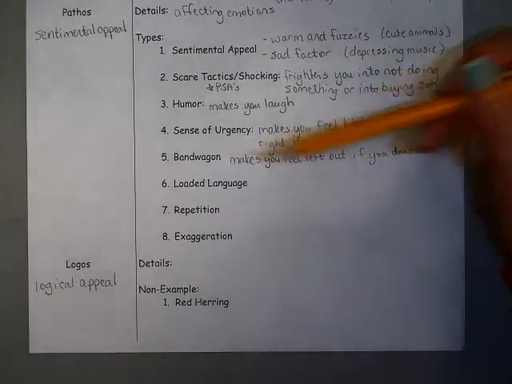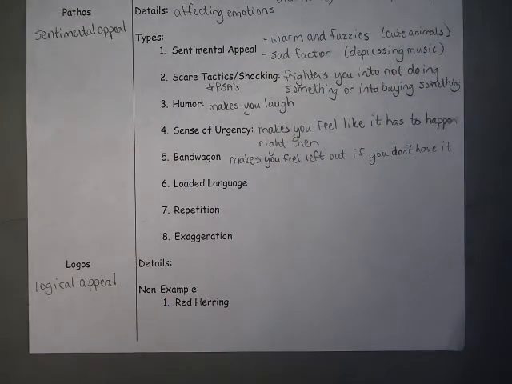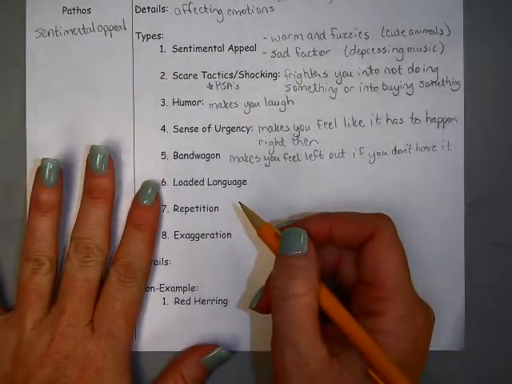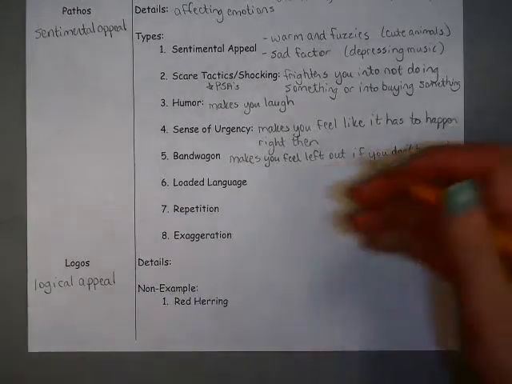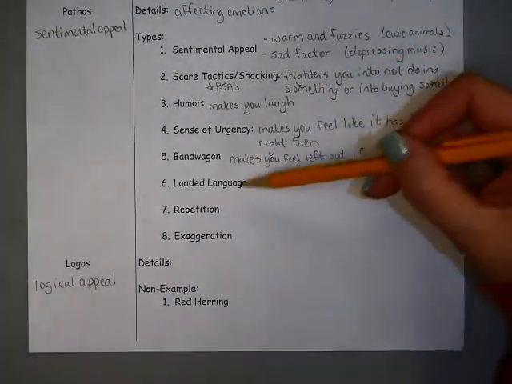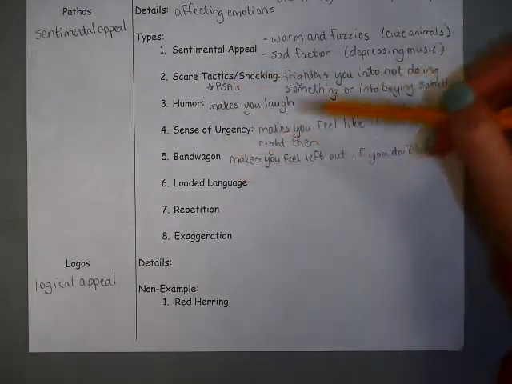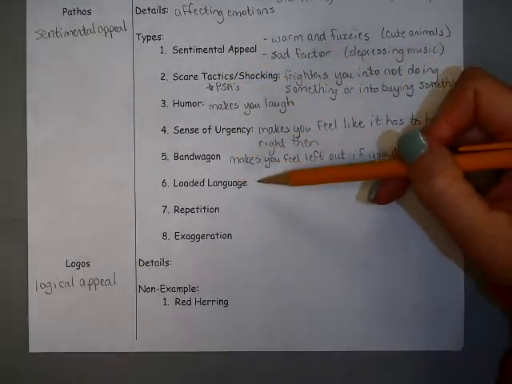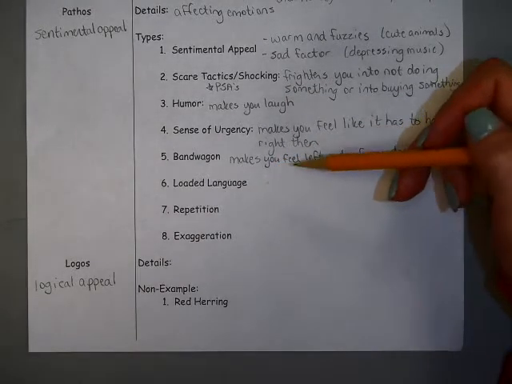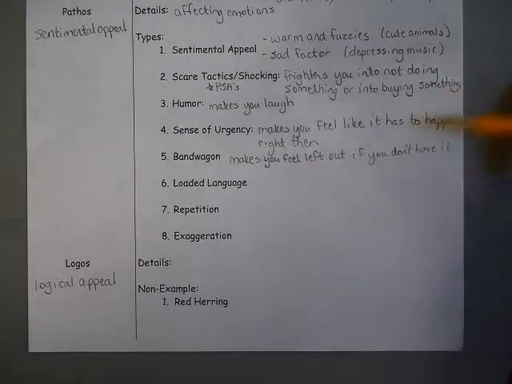Usually if you see an advertisement with bandwagon, it's going to have a lot of different people in it, and they're all going to be using the product, and they're going to be smiling or jumping around. They're happy that they're using it. The next kind is loaded language. Now these last 3 aren't necessarily very much about affecting the emotions, but they fit in the pathos category better than anywhere else. So loaded language is usually one that is included in a lot of these other ones anyway. It's when the companies use language that sounds either really, really good or really, really bad.